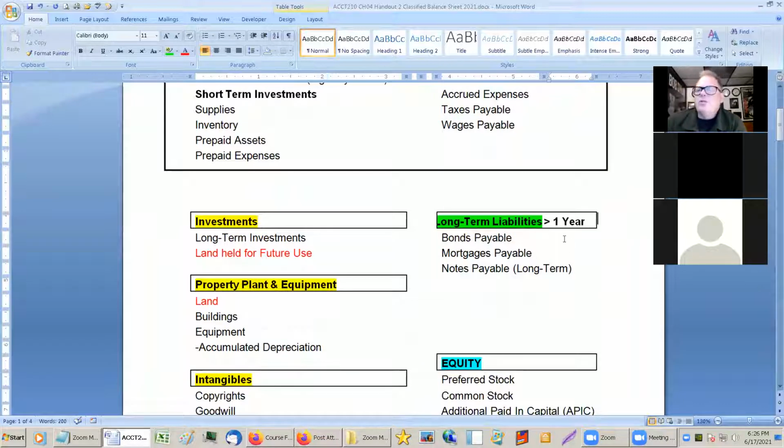So if something is payable in 2 years or 3 years or whatever, it'll be a long-term liability.